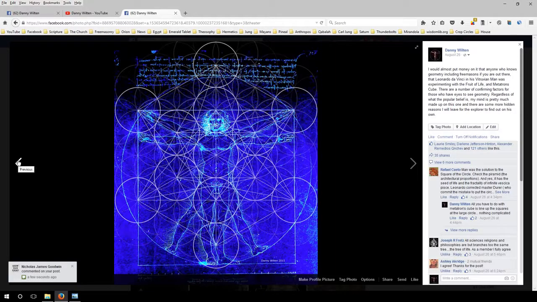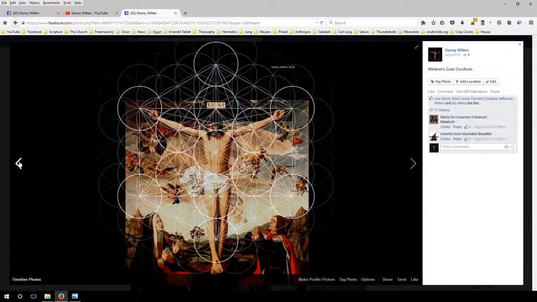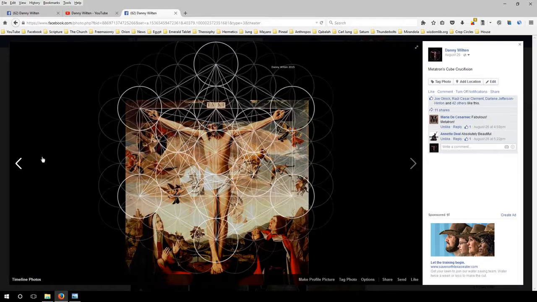And it also gets back to Hermes and the Emerald Tablet. His father is the sun, his mother is the moon. And we'll go over some more of that when we start taking a look at Kabbalah. Here's another image experimenting with this. Christ on the cross. You can see how his arms, the way the geometry is.